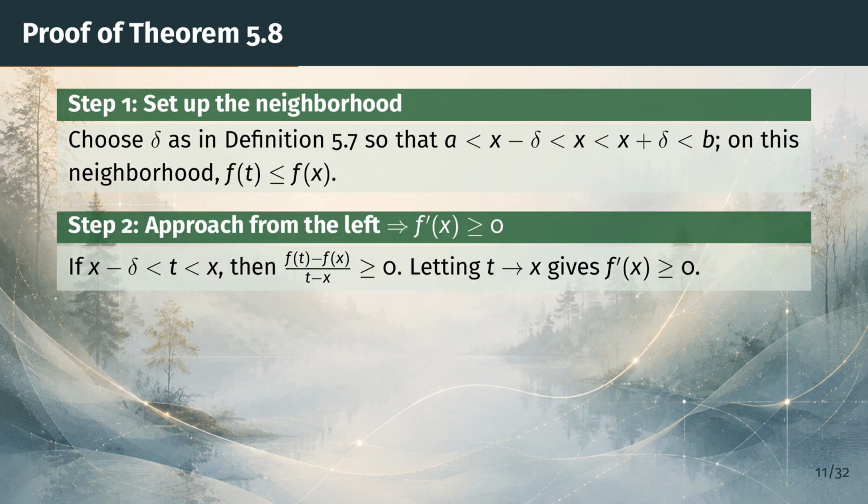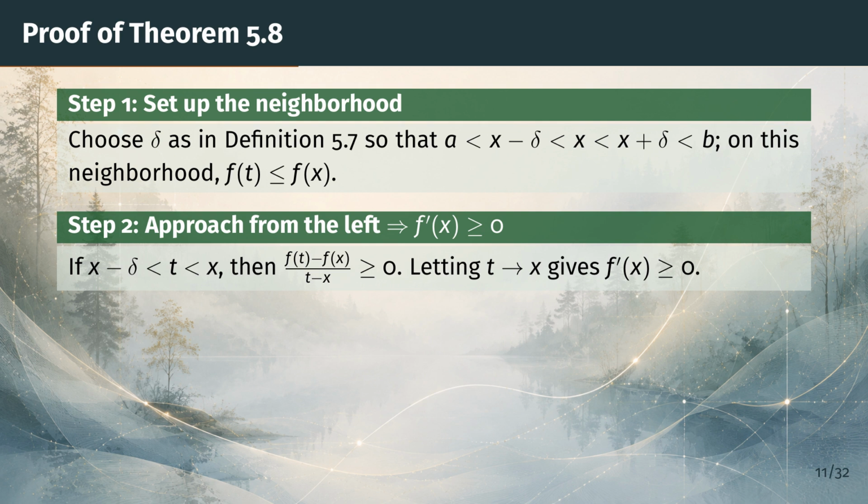Step 2, take t slightly to the left of x. The numerator, f(t) minus f(x), is at most 0 because x is a local maximum. The denominator, t minus x, is negative. A non-positive number divided by a negative number is non-negative, so the difference quotient is at least 0. Since the derivative exists at x, we can let t tend to x, and the inequality survives the limit. The derivative is at least 0.